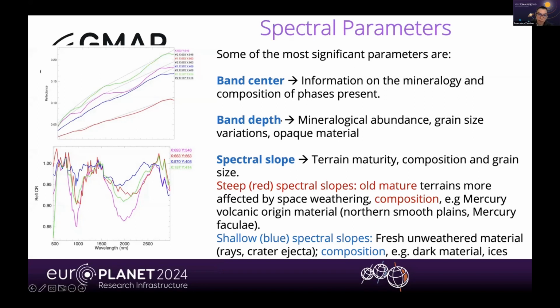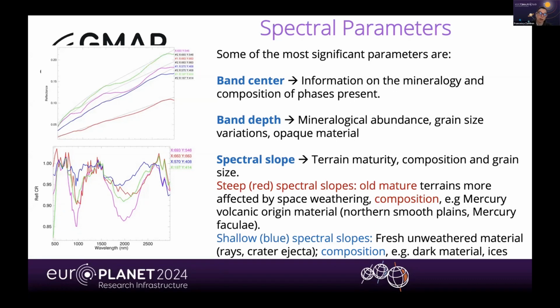Then the band depth, so the depth of a band is linked with the abundance of mineralogical phases, but can be influenced by grain size and also the presence of opaque material, which reduce the depth of a band. And then another parameter is the spectral slope, and this is indicative of terrain maturity, but also composition and grain size effect.